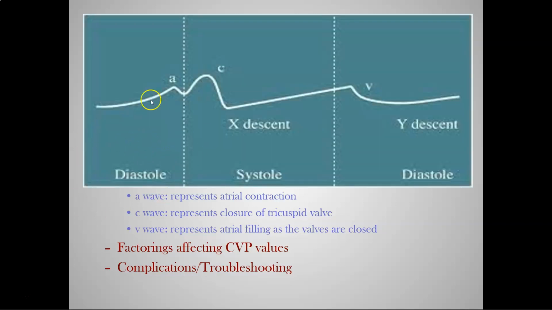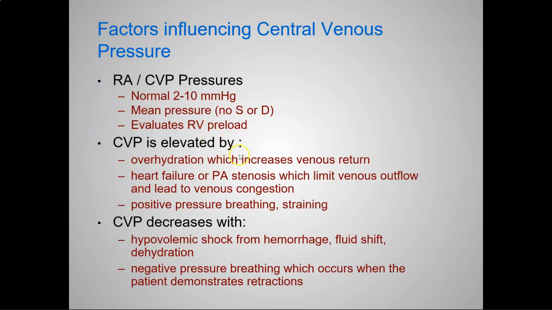So here's the actual representation image. There's our atrial contraction. C, here we go. There's the closure of the tricuspid valve. And then lastly, we have the atria that are filling as the valves are closed. Okay, I will not ask you to memorize this, just be aware of it. Must know your CVP.